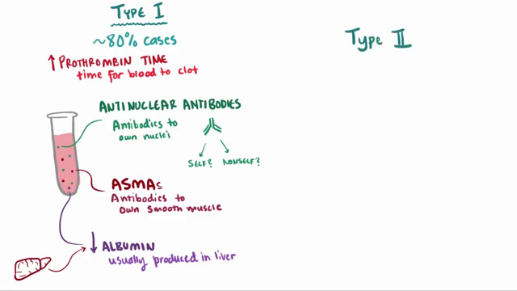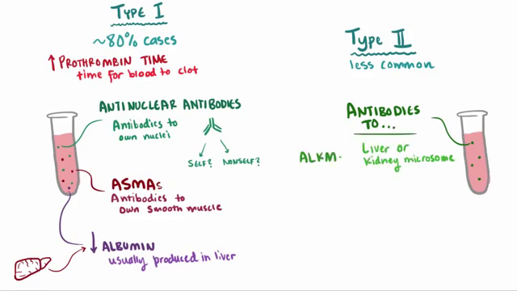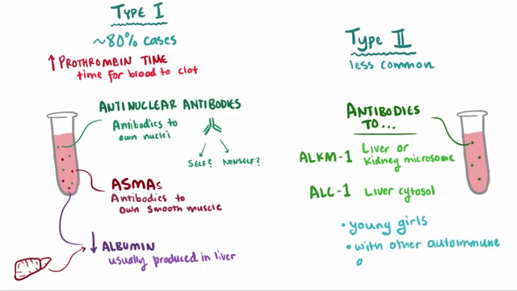Type 2 autoimmune hepatitis is way less common and is defined by the presence of antibodies to the microsomes of the liver or your kidney, ALKM1, or to a liver cytosol antigen, ALC1. This type is most common in young girls and usually happens alongside another autoimmune disease.